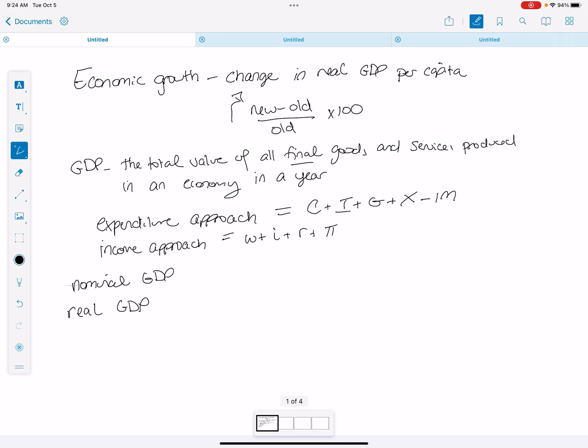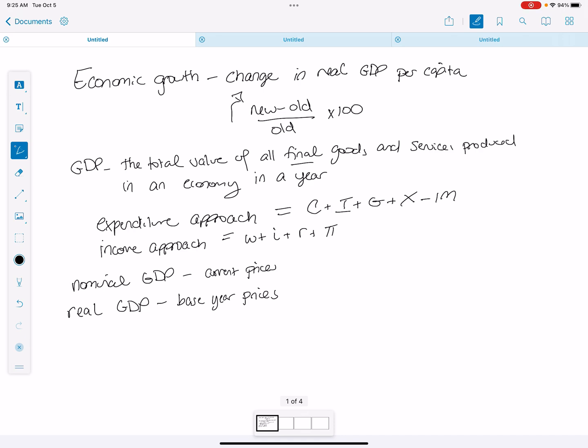So what is the difference between nominal GDP and real GDP? Nominal GDP is going to be in current prices, whereas real GDP is going to be in base year prices. The idea here is that we have taken out inflation by looking at a common year in terms of the prices. So we said we want to take nominal GDP and turn it into real GDP.